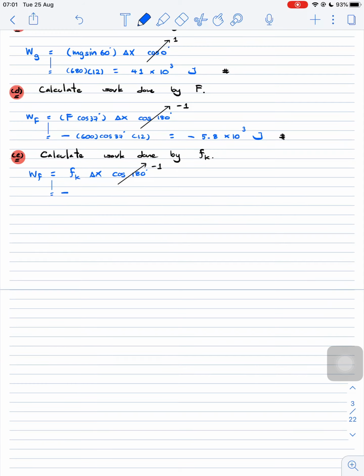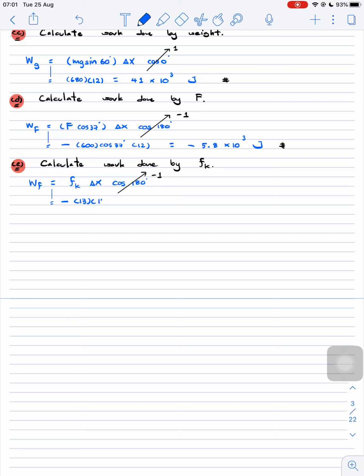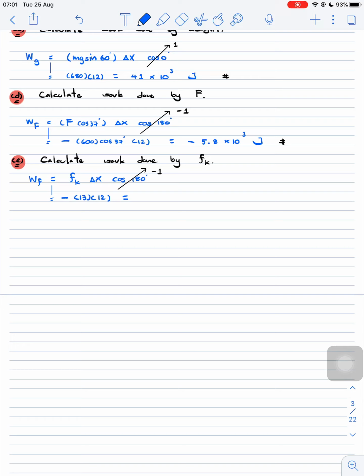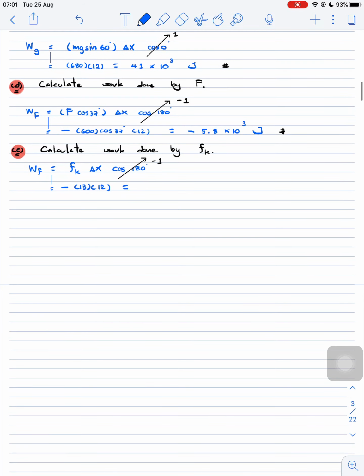So we have negative of the 13, and then times 12, right, for the delta x to be 12. Then equal to minus 0.15 times 10 to the 3 joules. Okay, so this can be the work done by the kinetic friction.